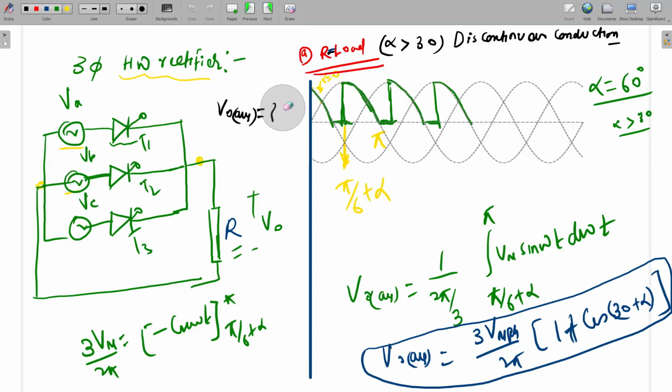Okay. So this formula is clear. Is it okay? Average voltage for alpha greater than 30, resistive load. Is it clear to all? So this we have to memorize. Otherwise, you can just, in one line, draw the waveform and derive this equation. Should I move to the next part? Yes, sir. Okay.